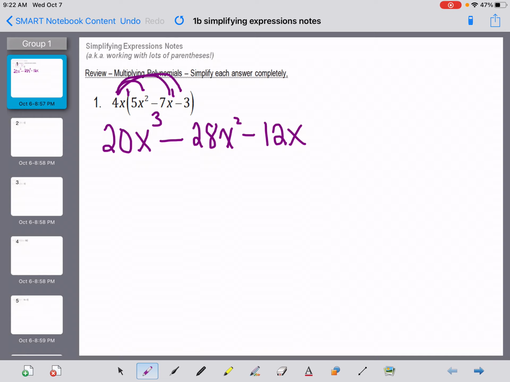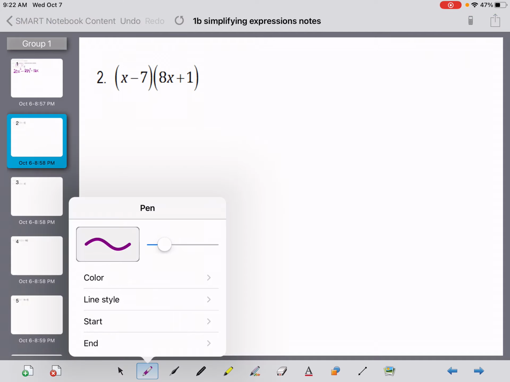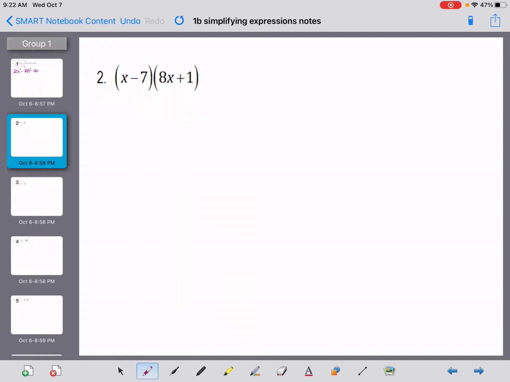Problem number 2, it's a version of the distributive property. Some people do call it distributive property, and some teachers call it FOIL. But what's going to happen is we're going to distribute the x, first of all, on that second parentheses. So we get x times 8x, which is 8x squared. Again, we add the exponents when we multiply. And then we have x times 1, which is 1x.